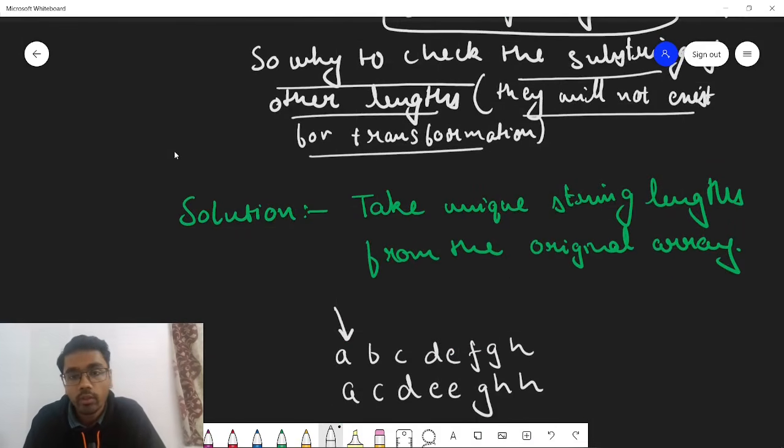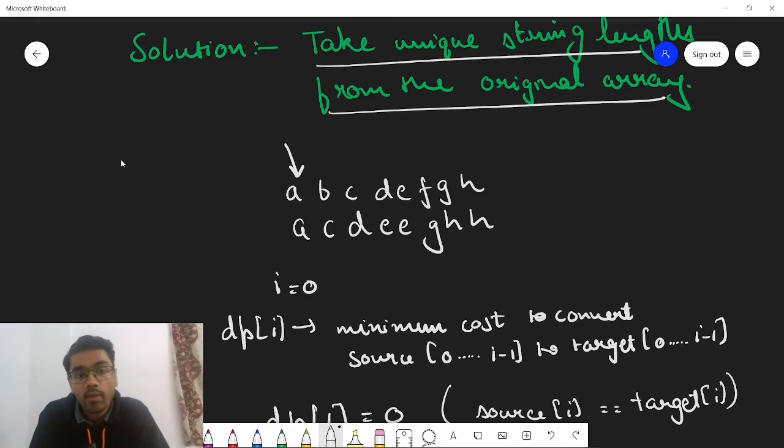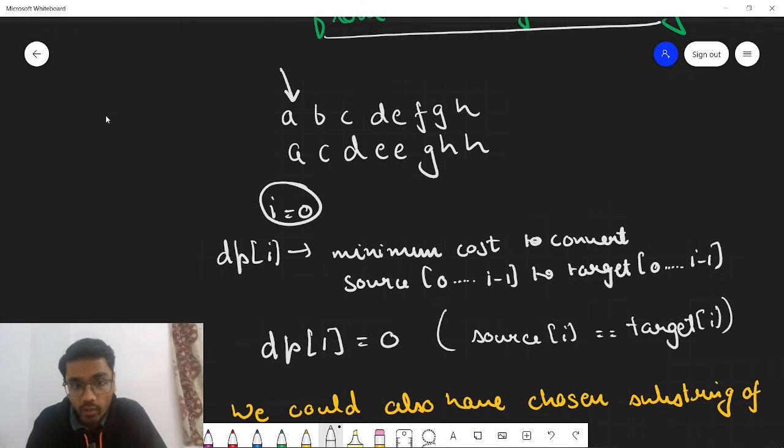So the solution is simple. Take unique string length from the original array. Now we will apply the actual DP part. So we are at index I equal to 0 first. So first, what does DP of I denote?